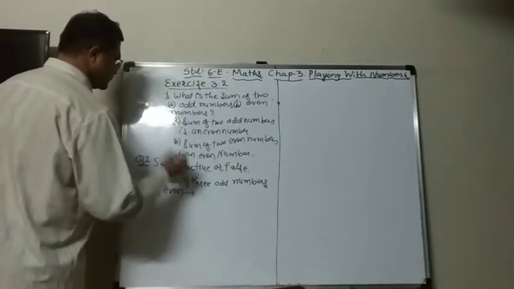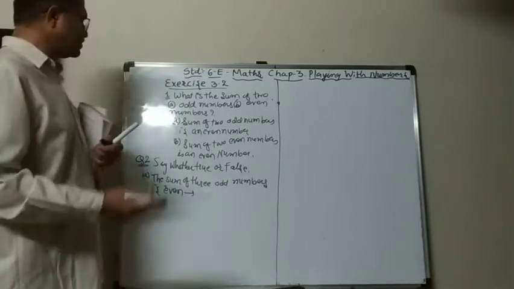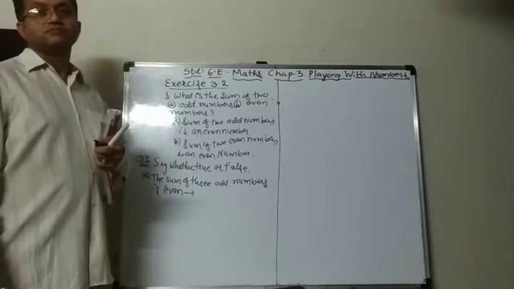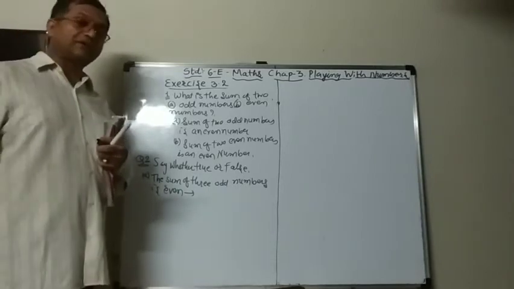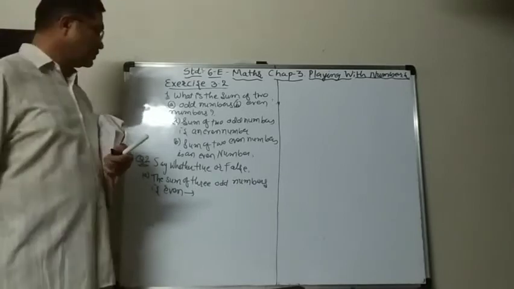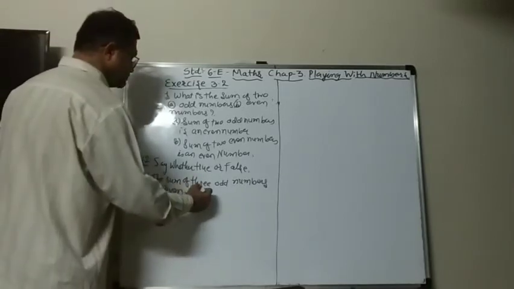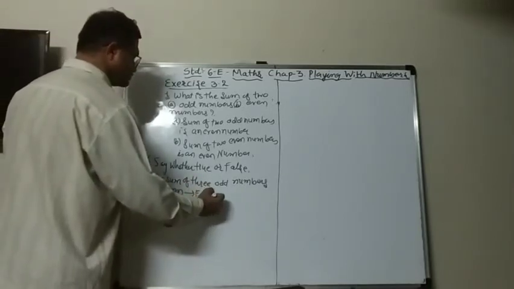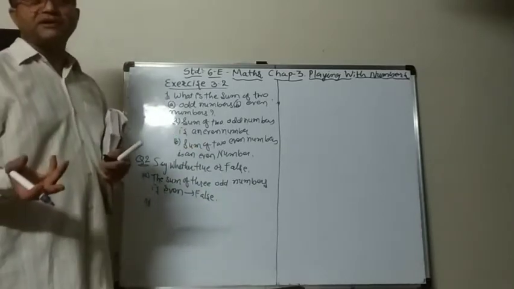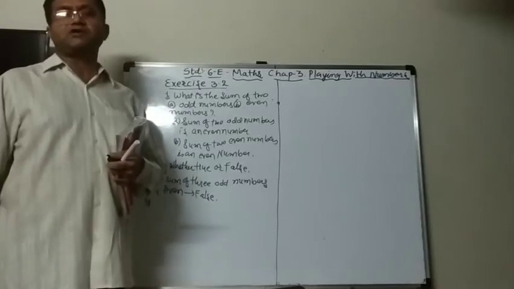Think about it, any 3 odd numbers like 3, 5, 7. 5 plus 3, 8, 8 plus 7, 15. Which is an odd number, it is not even. So, the statement is false. Just you have to take examples and do whatever they told.